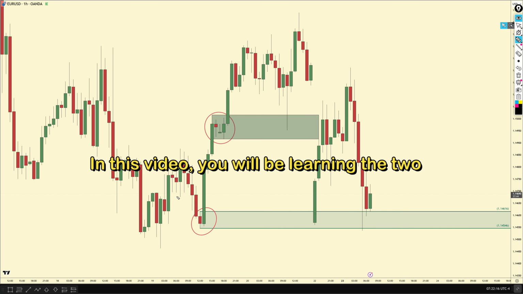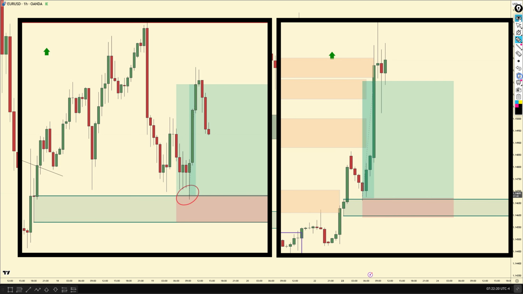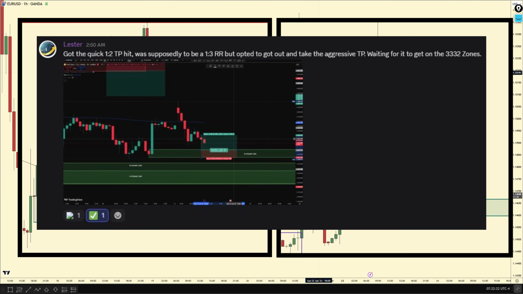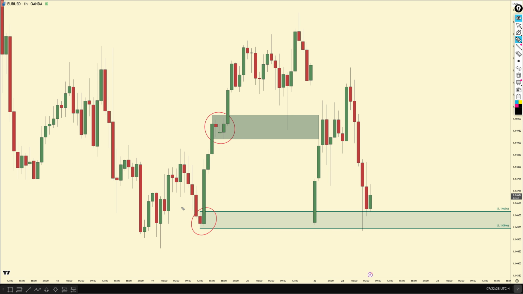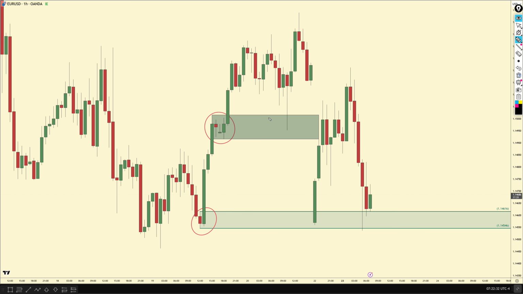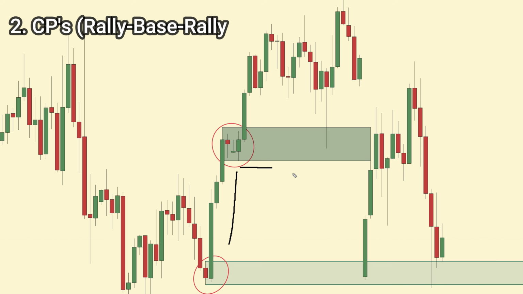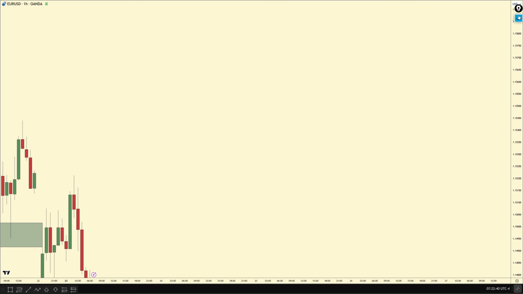In this video, you will be learning the two types of demand zones in the markets that myself and all of the members in the Discord group are using to trade profitably in the financial markets every single day. The two types of zones we will be talking about today are the drop base rally area of demand, and the second one is the rally base rally area of demand. These are both found in different situations, and it is just the complete opposite for supply.